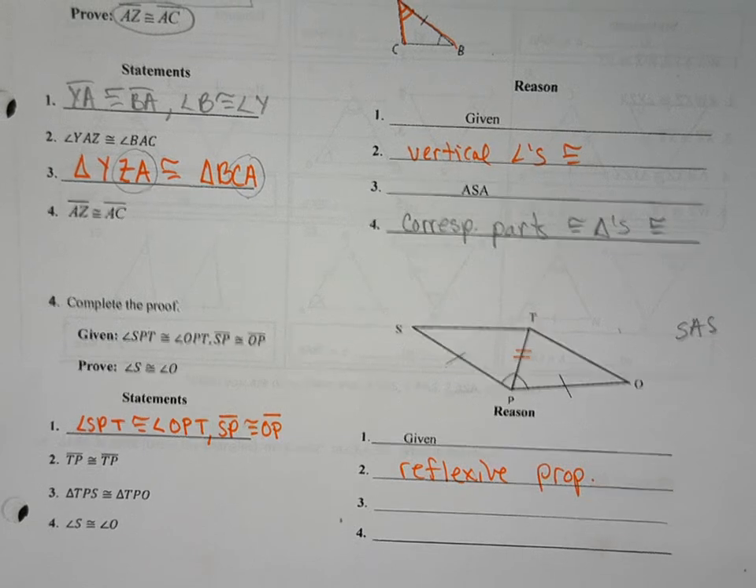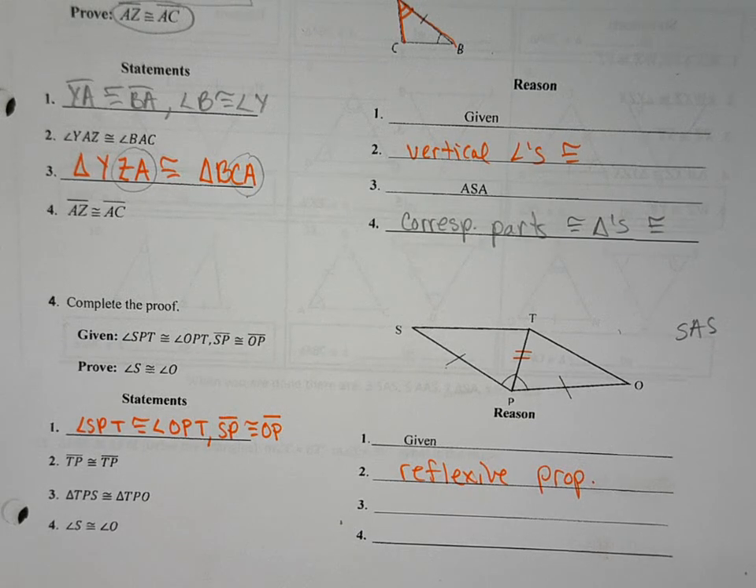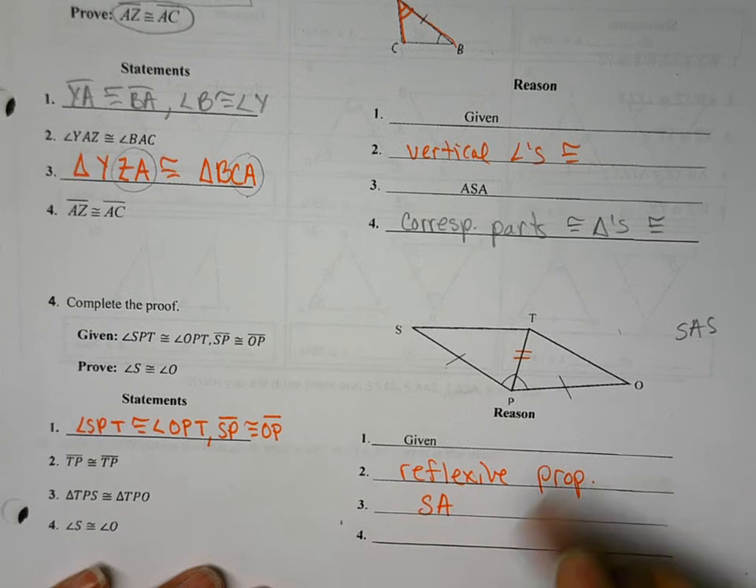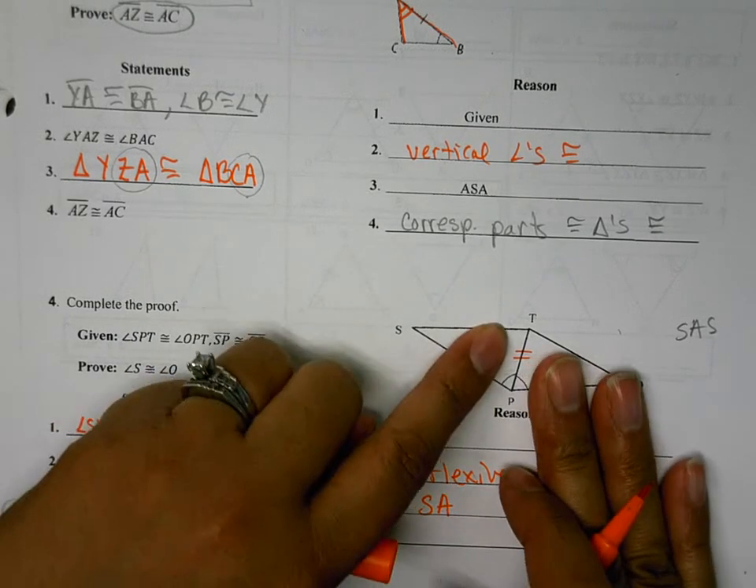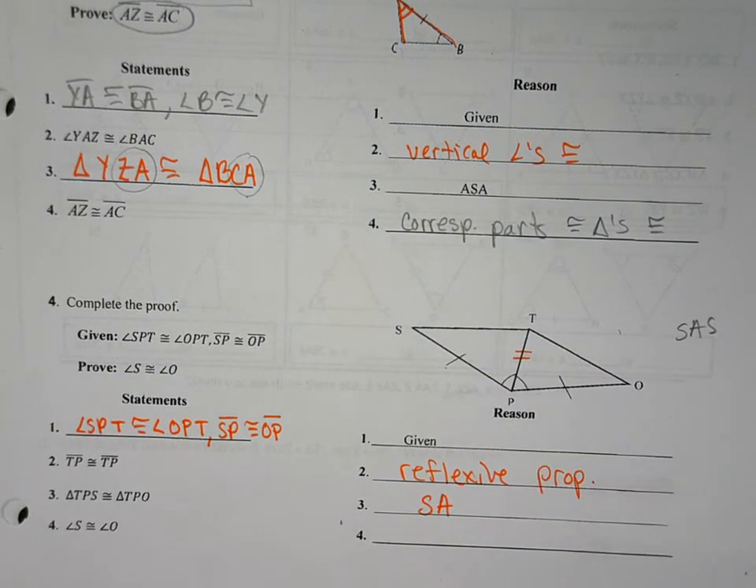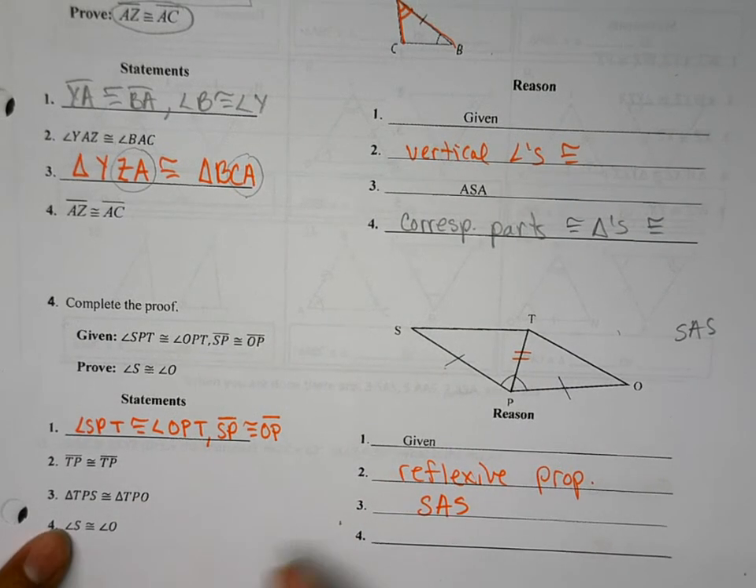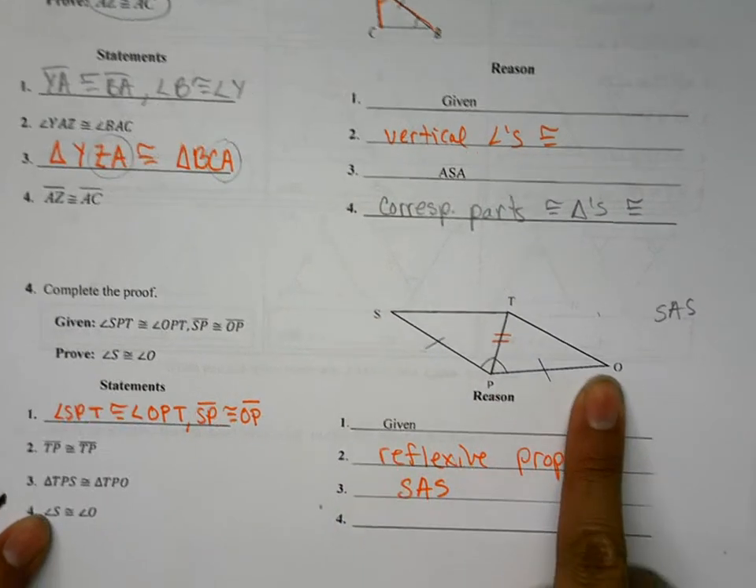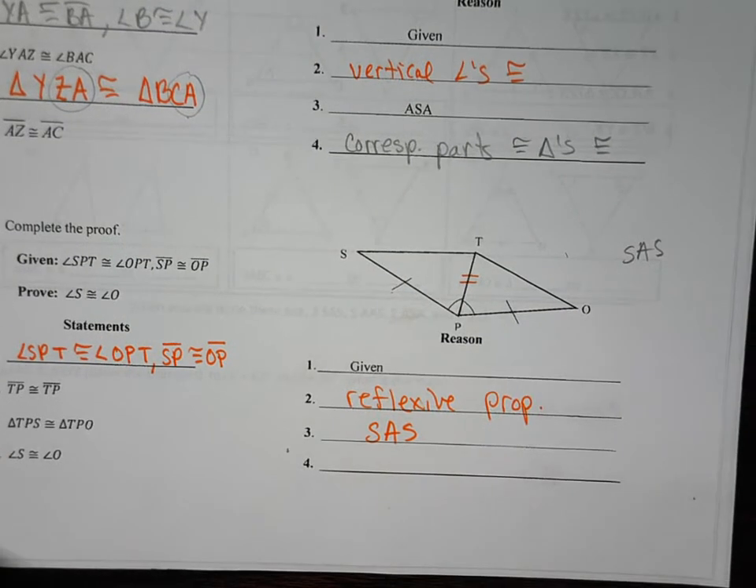Do I say like the reason? The reason would be something like angle, side, angle, or side, side, side. So which one is it? Side, angle, side. Good job. Do you guys agree with him that it's side, angle, side? All right. Now, oh, sorry. Forgot my S. Now it's saying that angle S is congruent to angle O. Is that true? And what's the reason?